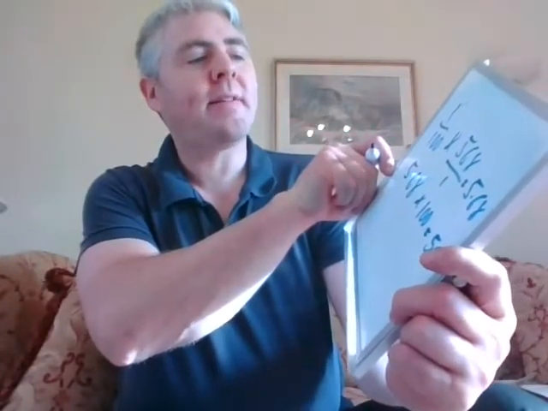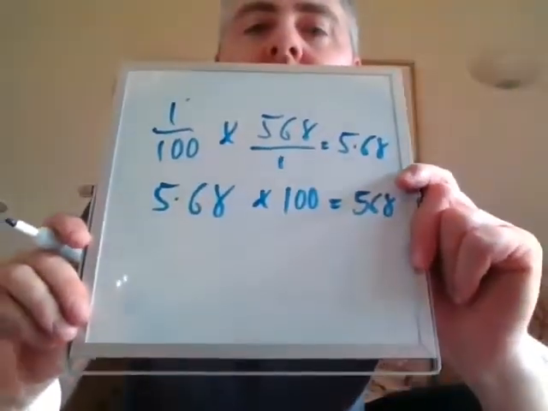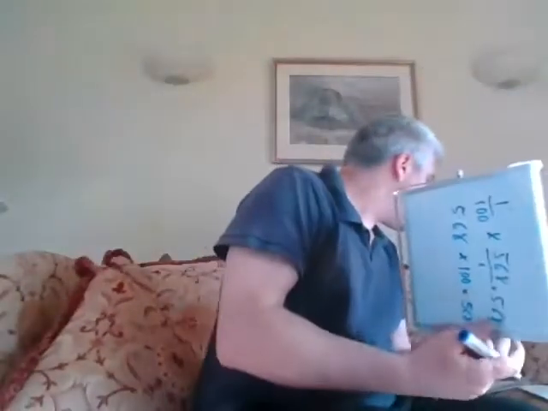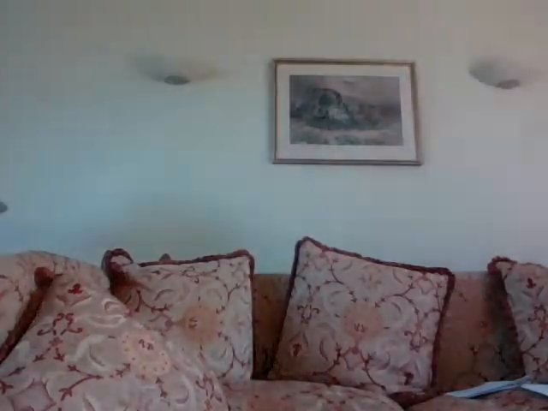So 1% of 568 is 5.68. And 5.68 times 100 is 568. And also, just want to say one more thing. 568 millilitres is the same as 1 pint. And the pint is imperial and the 568 ml is metric. I just wanted to say that to you.